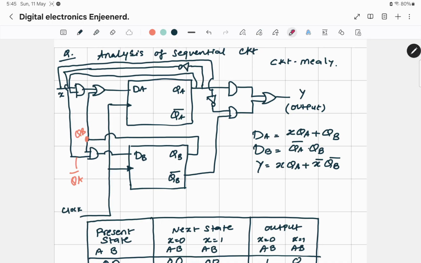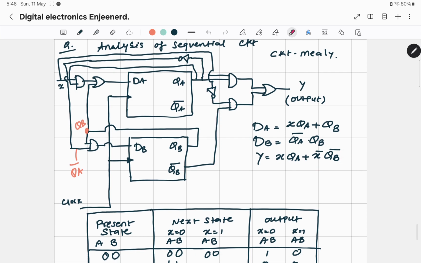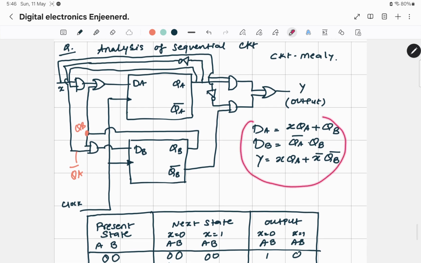So what is your y? If you check this, y is having QA, and the second input is x, which is from here, QA into x, and this x becomes x bar using this NOT gate. So I have x bar here and QB bar here. So x bar into QB bar. So this way you have to properly analyze the circuit and the equations.